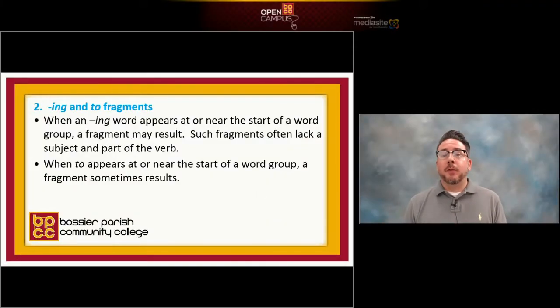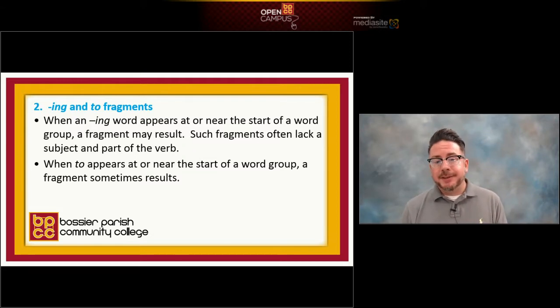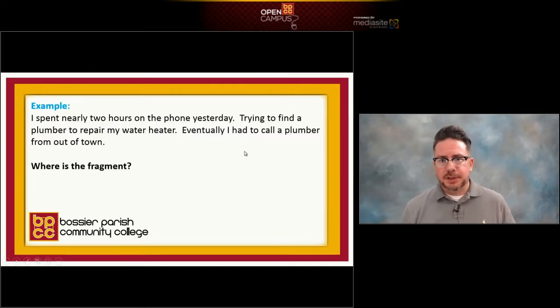We are looking at the four most common types of fragments, and we're looking at ways to identify them and to correct them. And we are up to the second rule, which is ing and to fragments. When the ing form of a word appears at or near the start of a word group, a fragment can result. These fragments often lack a subject and lack part of the verb, meaning that they sometimes need a helping verb to go along with the ing form of the verb.